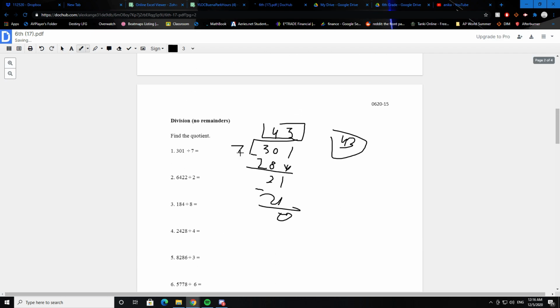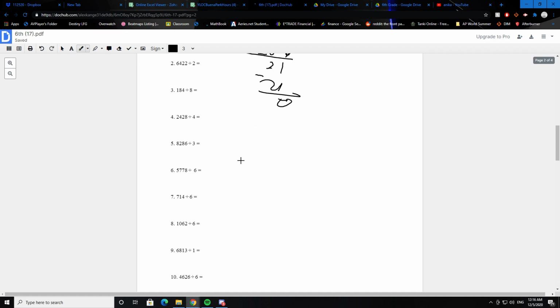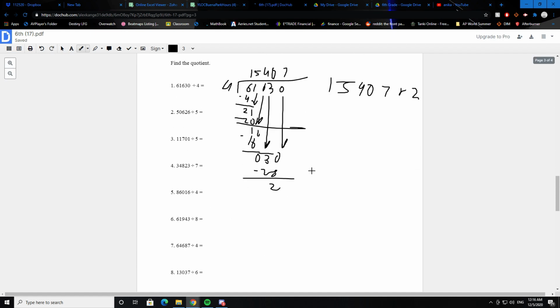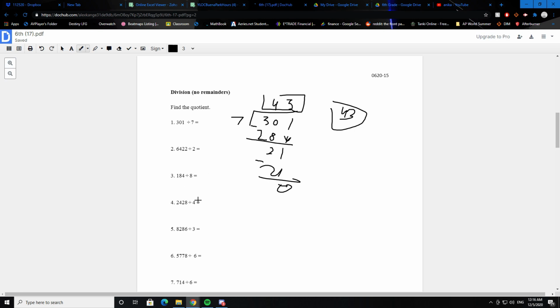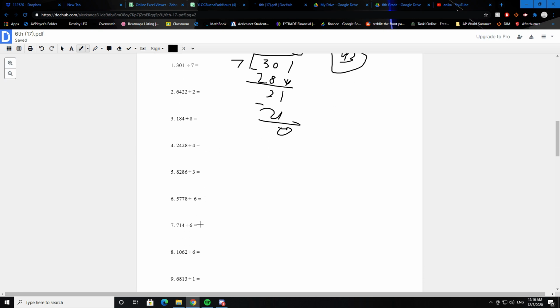Okay, moving on. Division, no remainder. These two are pretty much the same thing, it's just this one has a little extra step at the end, which I'll show you. Just do an easy one real quick. So 714 divided by 6. Usually the number you're dividing from, you put it in the box. Alright, let's do this real quick.